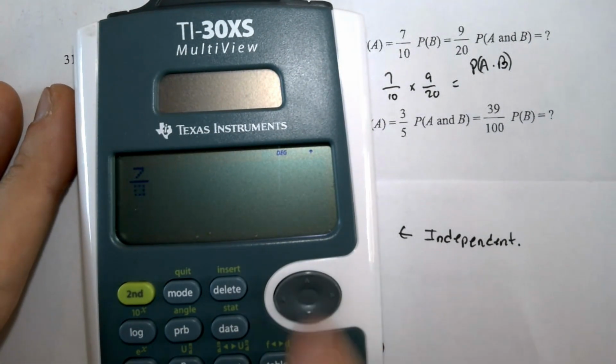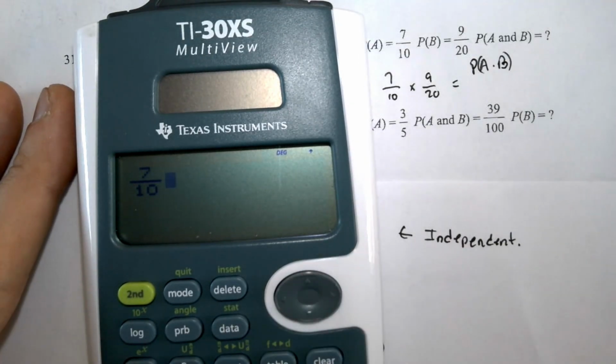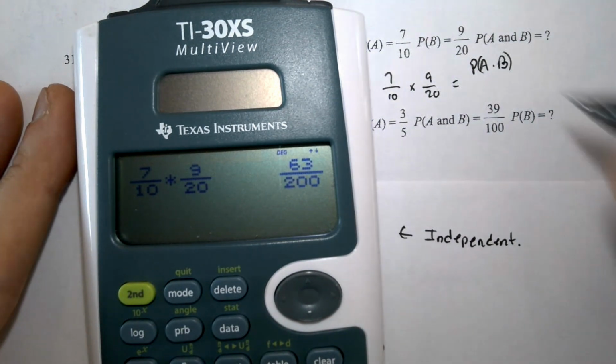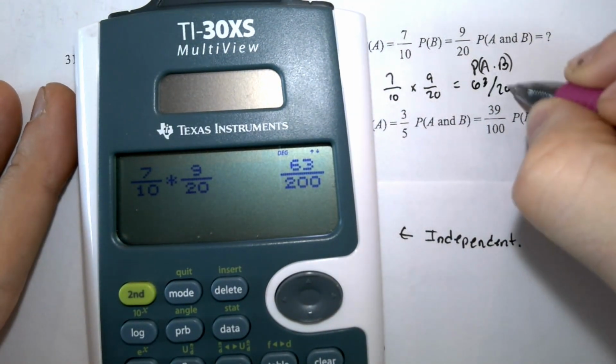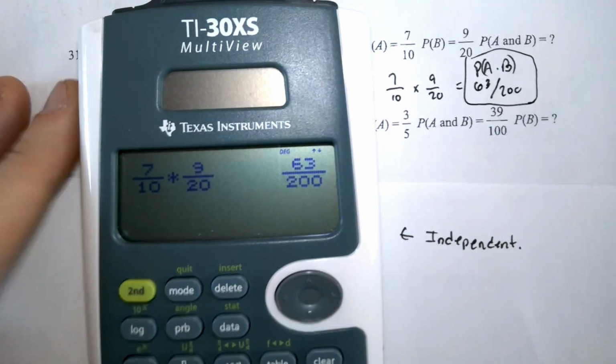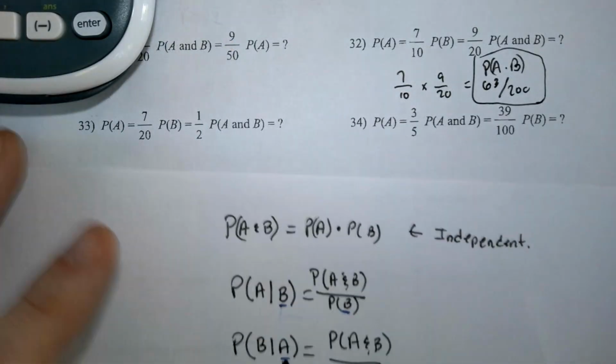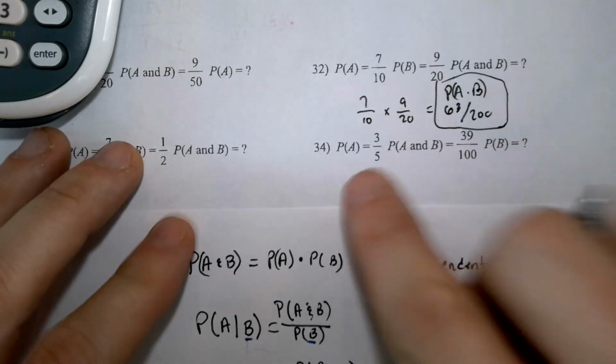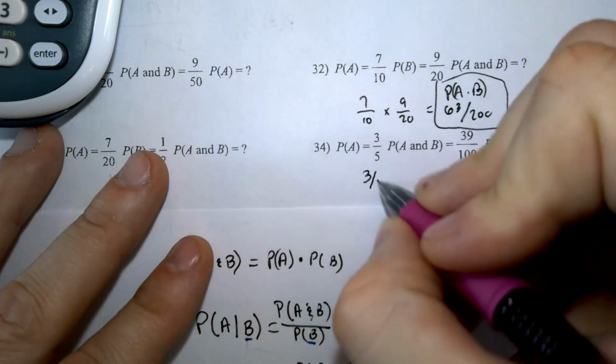Fractions, forget it. Why would I do fractions outside of my calculator? 7 over 10 times 9 over 20. I got 63 out of 200, and that would be my answer for the probability of A and B. Yippee.